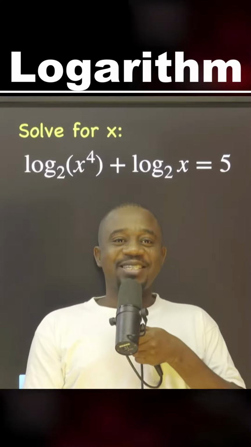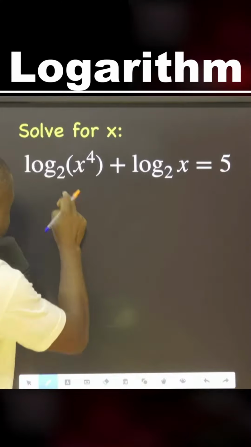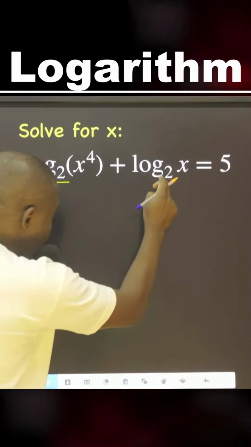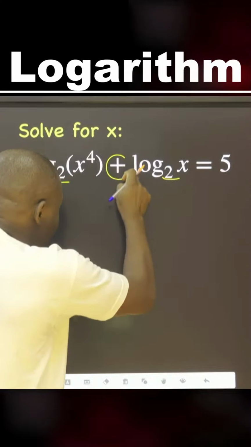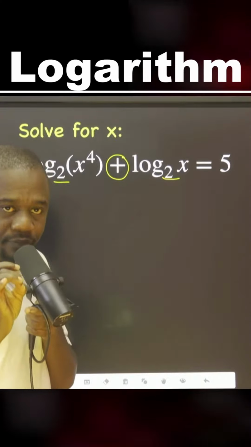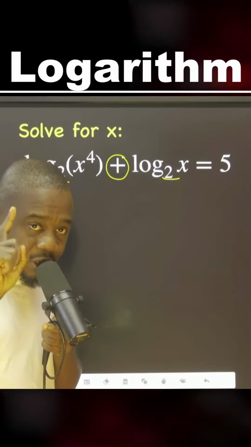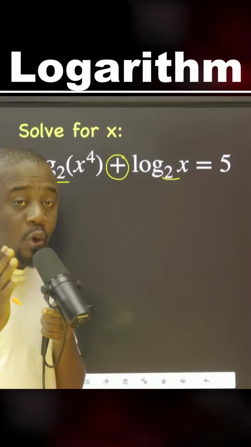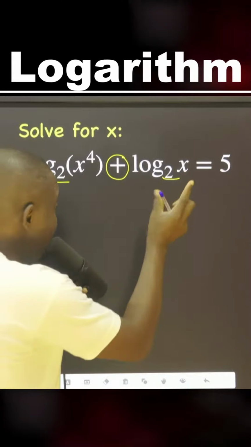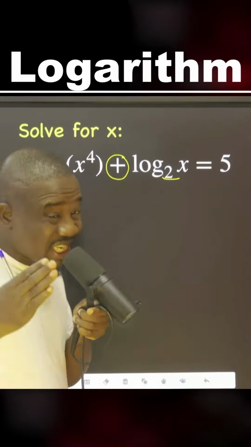Let's look at this. Okay? As you can see in this place, this has base 2, and there is a plus that separates them. That should tell you something. It should tell you what the first law of logarithm is. That means we can bring this family together to settle them.